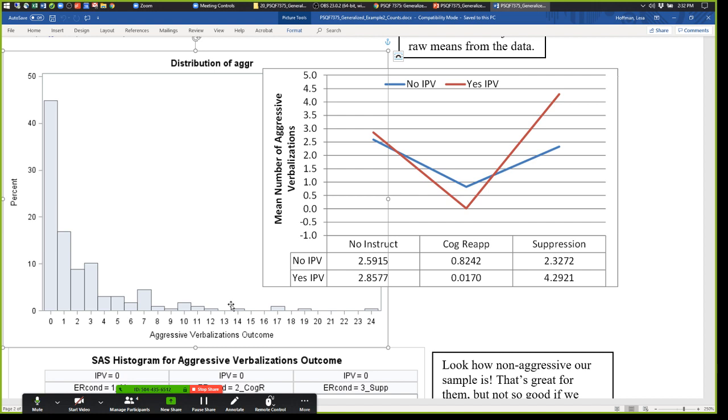But more to the point, if one of the manipulations was to make someone angry, it worked. Why would you want to get rid of this person who said 24 mean things? That's helping your cause. So no, you don't want to get rid of anybody. You don't want to reel in the tail because you're squishing people together who distributed themselves differently. What you want to do is pick a new model. That's what you want to do.